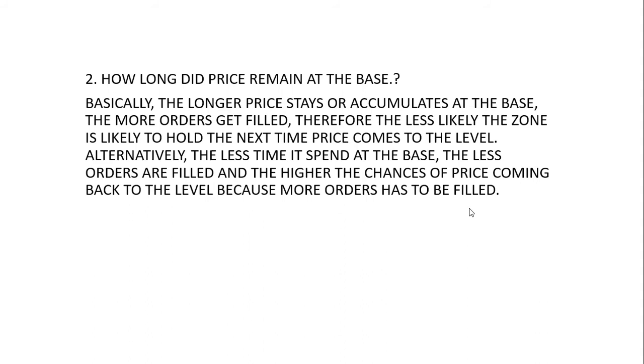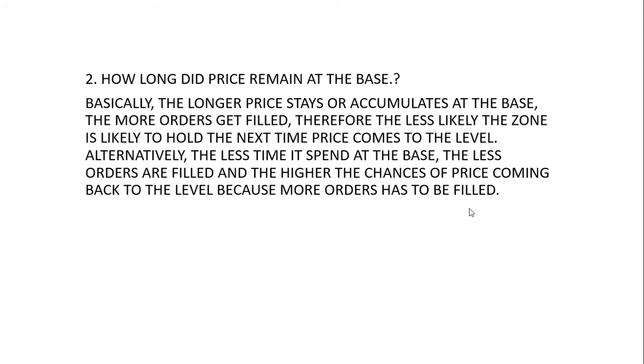If you're looking at maybe the 1 hour or the 4 hour time frame, you want to find less than 6 candles at that level. When you have more than 6 candles, that level becomes less important and less likely to cause a reversal. The longer price stays at that level or accumulates at that base, the more orders get filled, and therefore the less likely the zone is to hold next time price comes to that level. The less time it spends at the base, the more unfilled orders remain and the higher the probability of price coming back to that level.